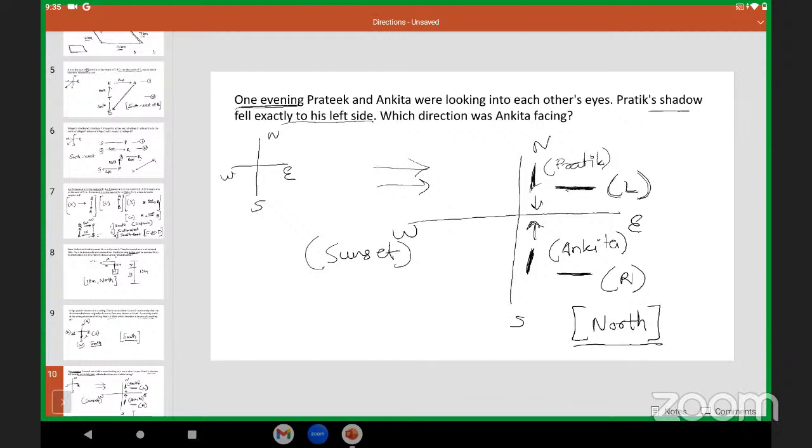So this was simple. Just remember that if it is sunrise, then it has to be east, and if it is sunset, then it has to be west.